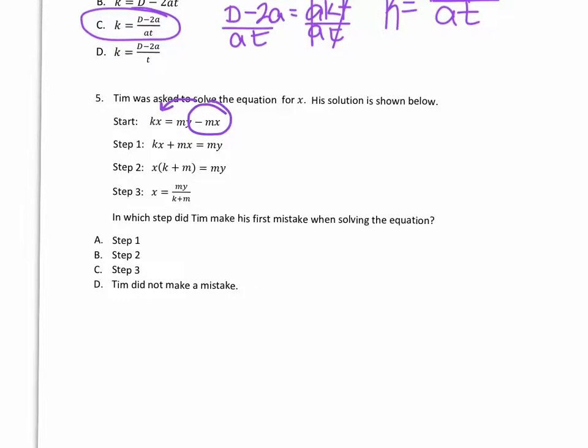These are the kind of equations that they kind of get you on, because you're like, whoa, what happened here? There was no mistake. That is an option. So don't forget, that's always an option, because step 2, just like the equation 2 ago, I can divide both sides by k plus m to get my x alone.